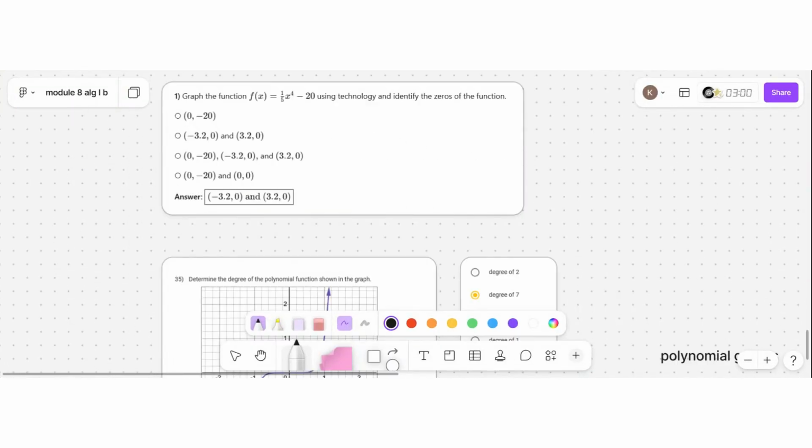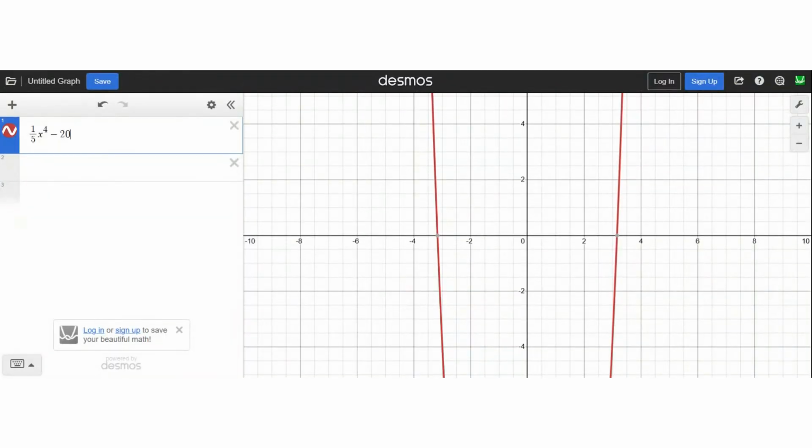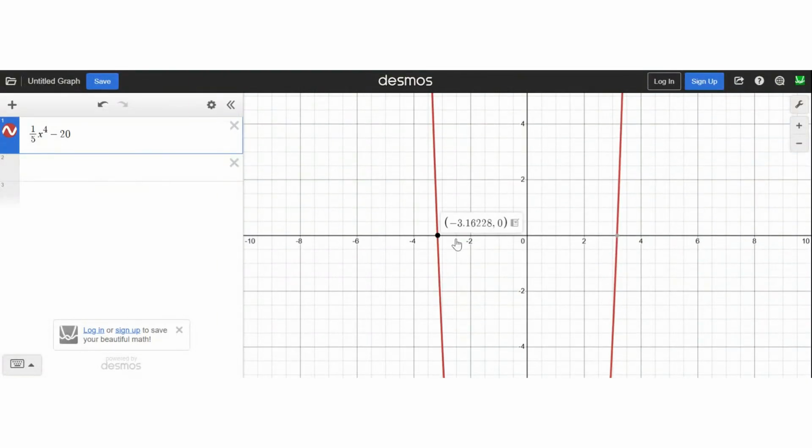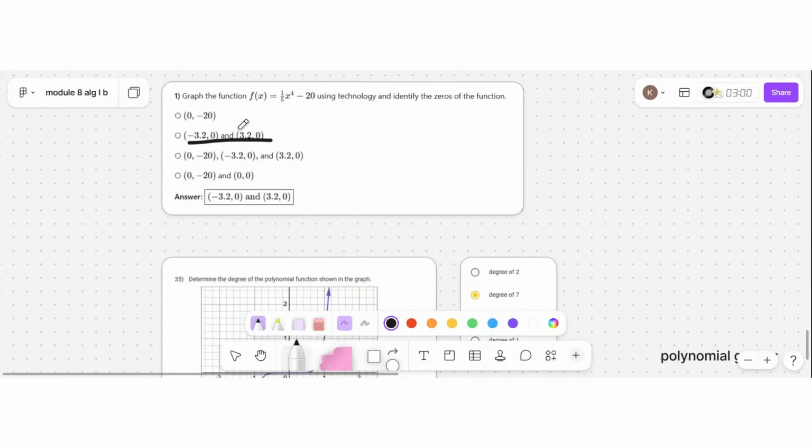Okay, let's look at this one. It says graph the function 1/5 x^4 minus 20. Identify the zeros. Remember, the zeros are where it goes through the x-axis. So I typed in our function 1/5 x^4 minus 20. And again, the zeros are where it goes through the x. So we have negative 3.6, or we can round that to negative 3.2, 0, and then we have positive 3.2, rounded, 0. So if we go here, we can see that that's this answer. So again, you just type it in and see what the zeros tell you. The zeros are where it goes through the x, and we're able to get the answer that way.